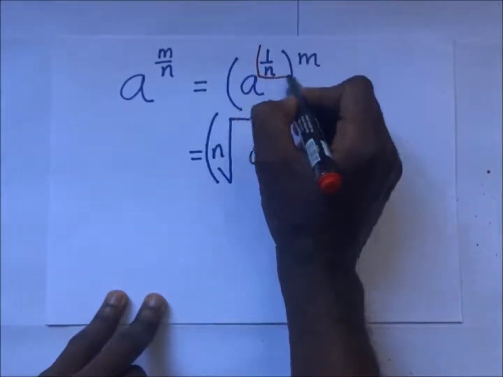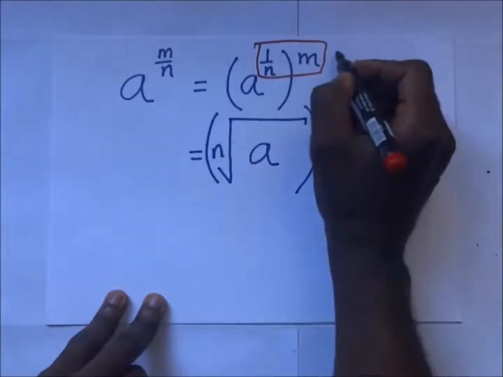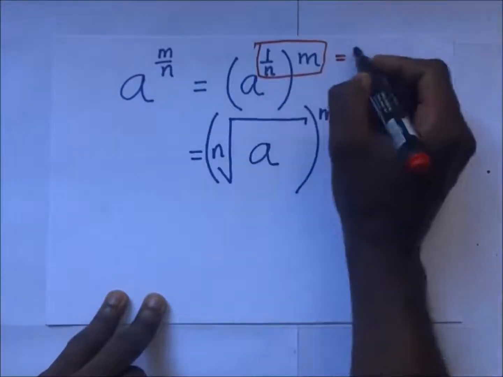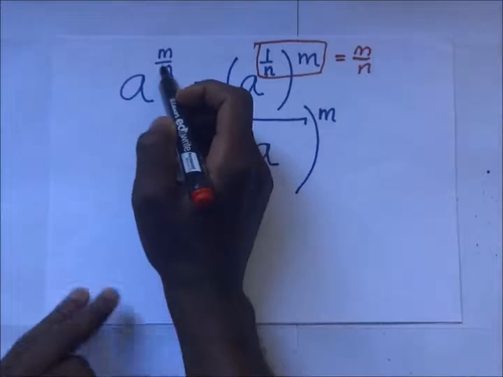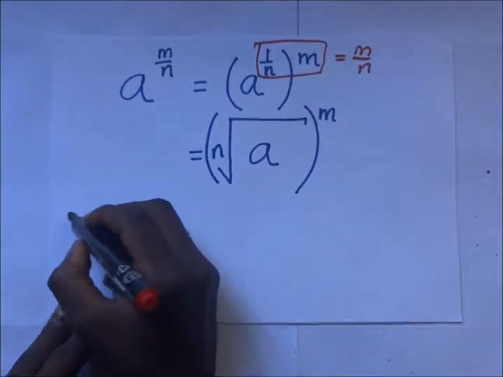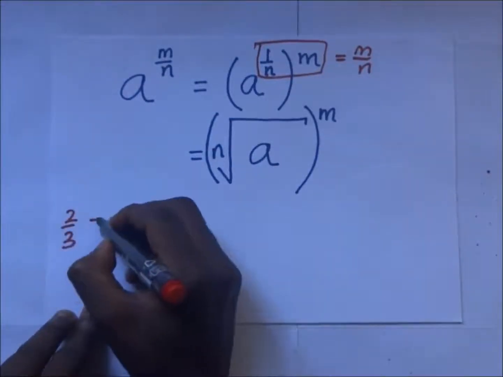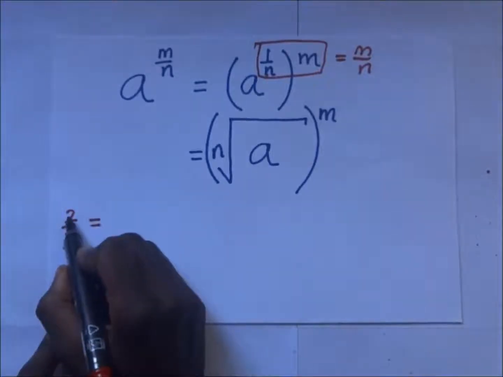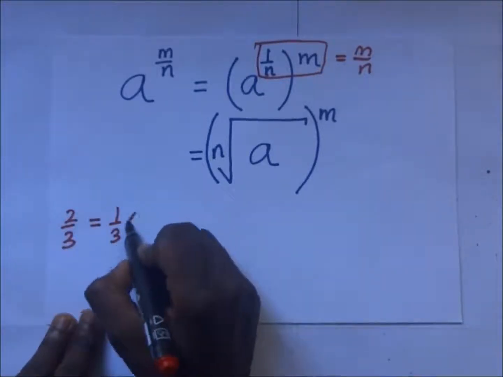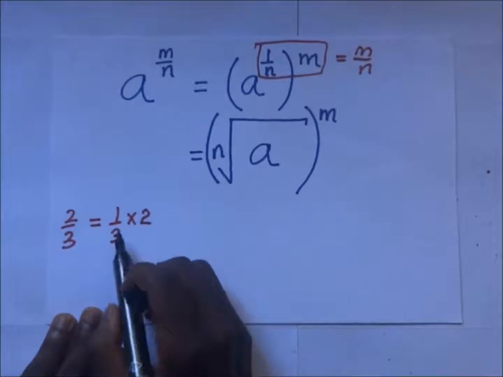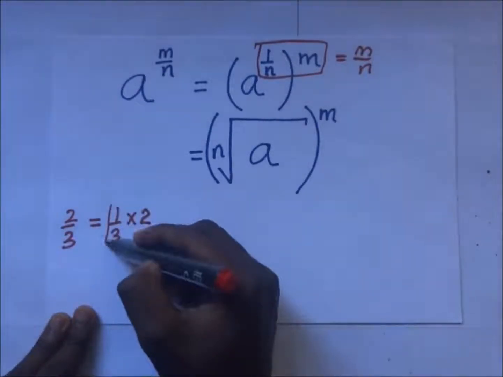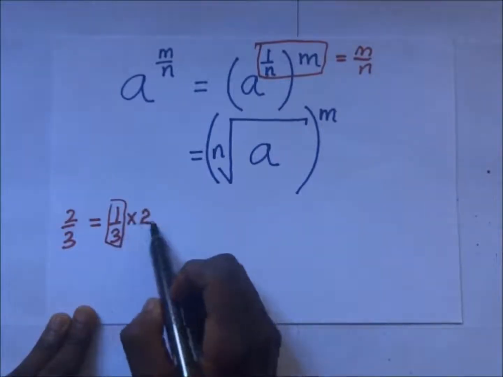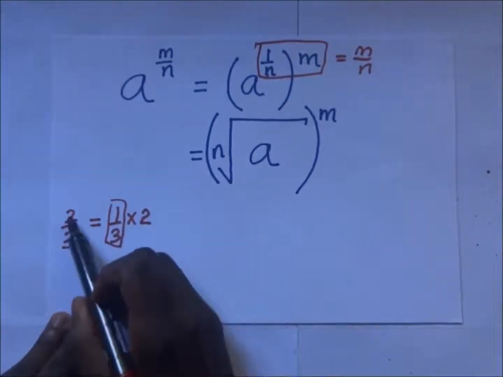In other words, if you look at this, 1 over n times m is actually m over n, which brings us back to this. It's like when they give you 2/3. 2/3 is the same as saying 1 over 3 times 2. You displace this 2 out and you make this 1 over 3 times 2. So 1 over 3 times 2 is the same as 2/3.